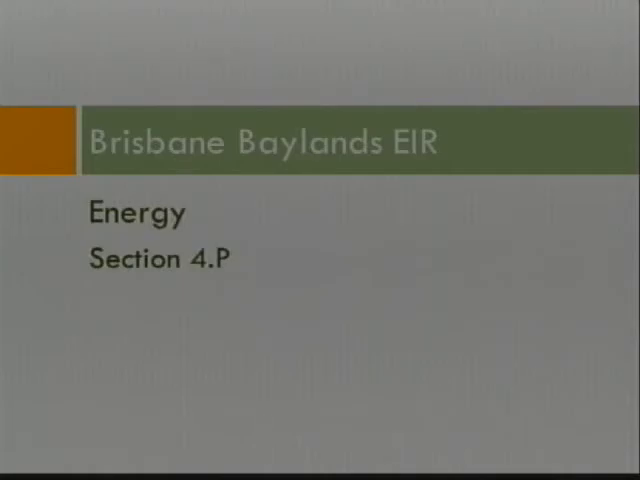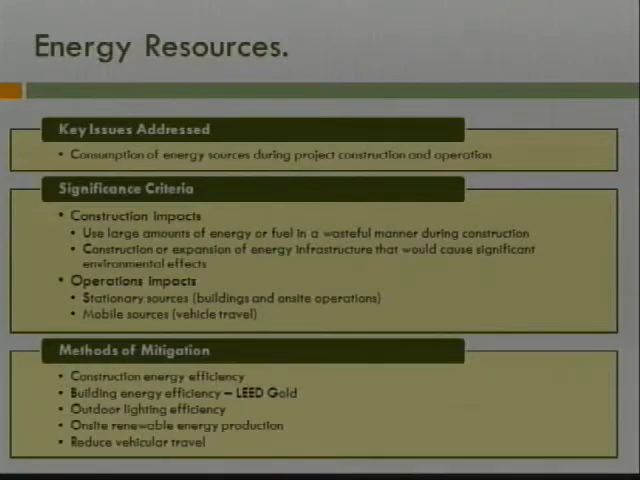The other thing that we looked at, energy in section 4P, is the consumption of energy during project construction, how much energy gets used while the site is being built, and how much is used in the operation of the site once it's built with the normal traffic, building use, so on.